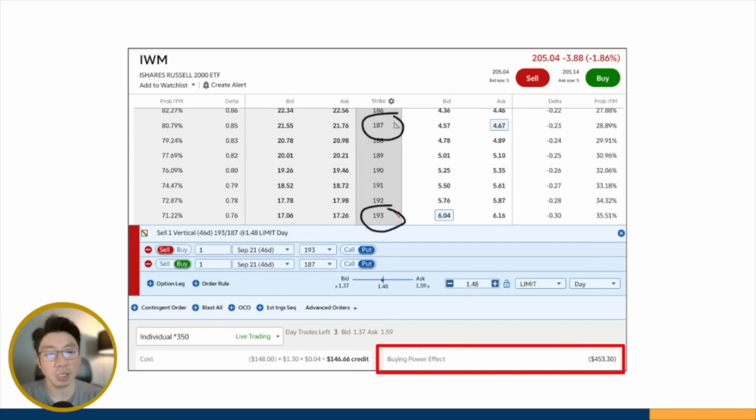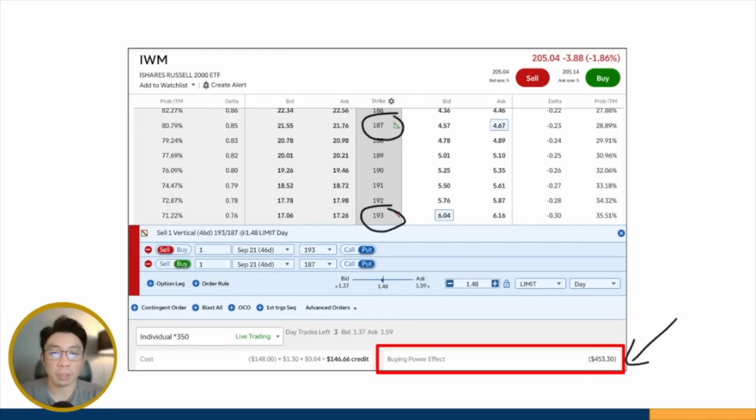As you can see down here, your buying power effect is now much less. Previously, it was about $1,900. Now it's $453. So you can see that just by buying that put option, you are able to sort of trade the put strategy, right? But the problem is that this is a put spread and not exactly a short put.